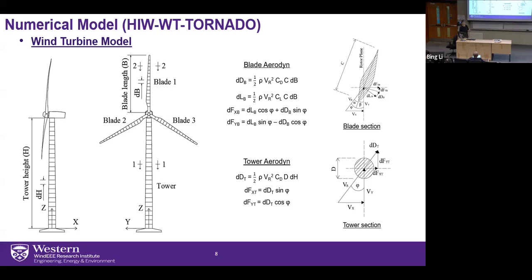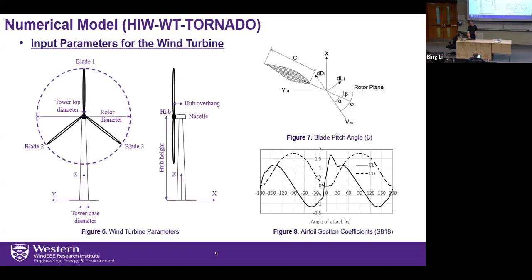I guess we just don't wait the picture at the bottom. So how can I get this drag and lift coefficient? If you look at this Figure 8, the solid lines represent the lift coefficient, and the dotted lines represent the drag coefficient. The horizontal axis is the angle of attack. So basically, if you know the angle of attack, you can read the drag and lift coefficient from this figure.